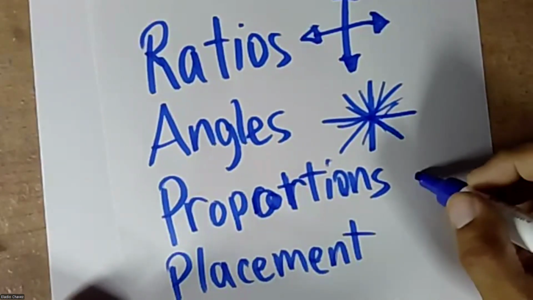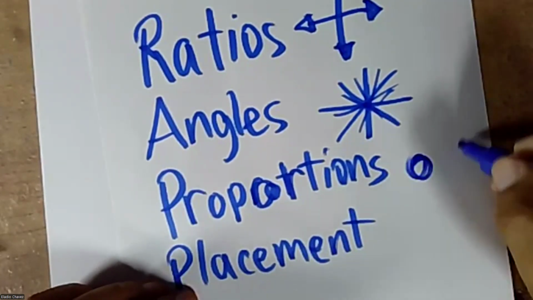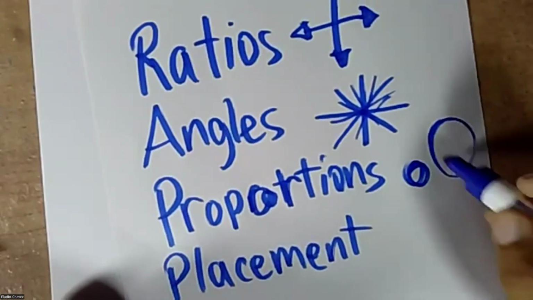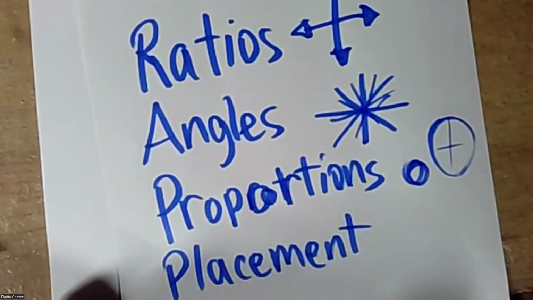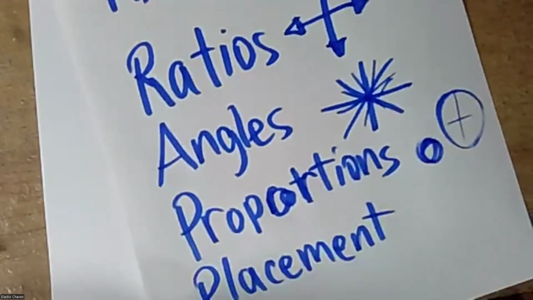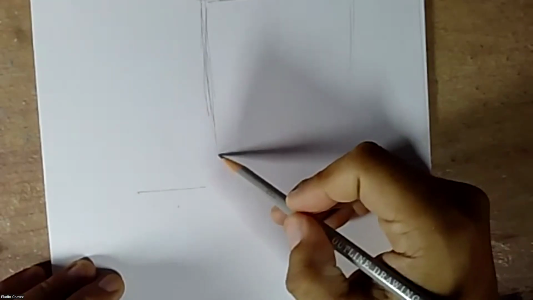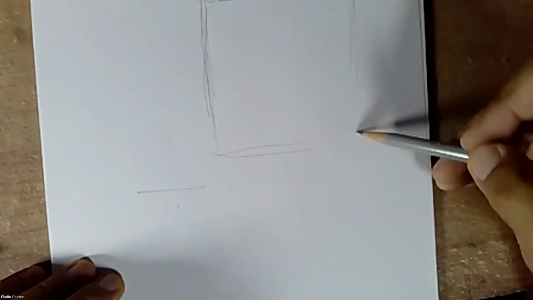So placement, proportions, how big something is compared to something else. It could be twice as big, half as big, and so on and so forth. All right, that's WRAP. Those are the relationships. So let's get to ratios. We've got one square.